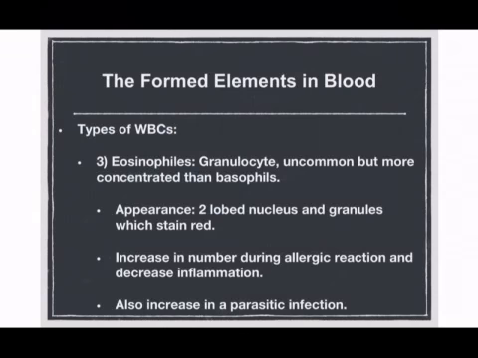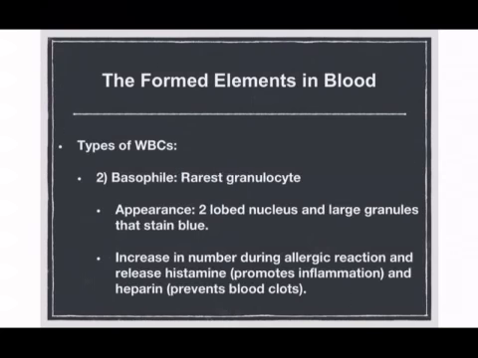Eosinophils are the 3rd type, and it's also a granulocyte. It's uncommon, but there are more of them than basophils. Their appearance: they have a 2-lobed nucleus, and their granules stain red. They increase in number during allergic reaction and decrease inflammation. They also increase in parasitic infection.